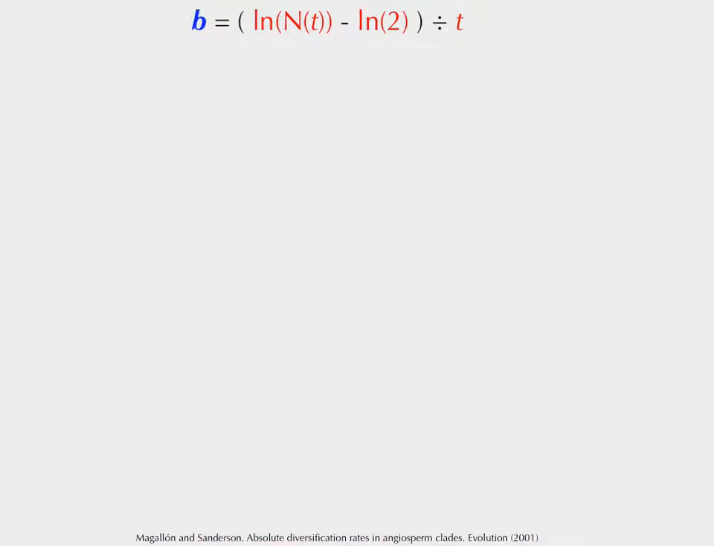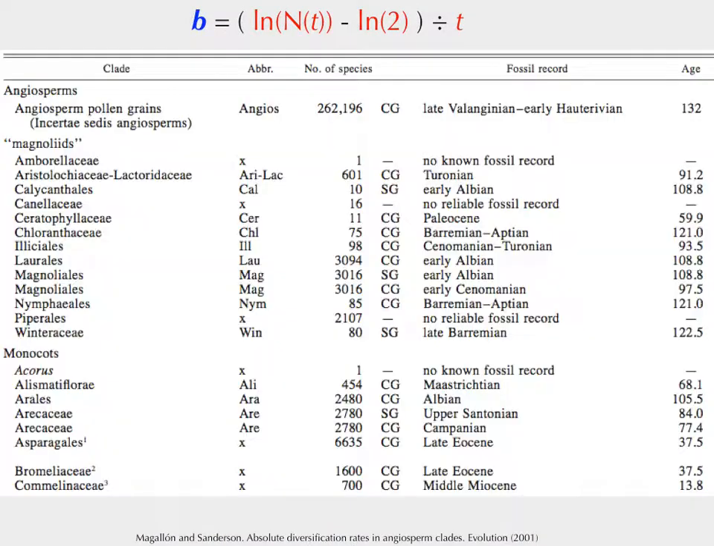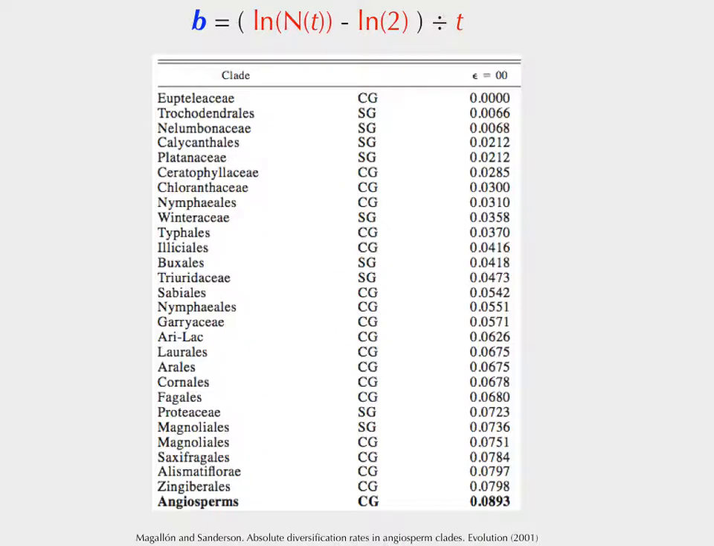Two people did this for many, many groups. All they did was take each group, the number of species, and the age. I think it's the crown age, starting with two species. We know how many species they got to, and we know how much time it took. Then we estimate the birth rate for all these different groups. And here are their estimates.